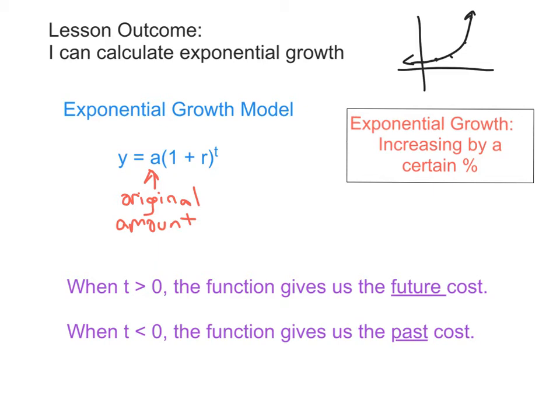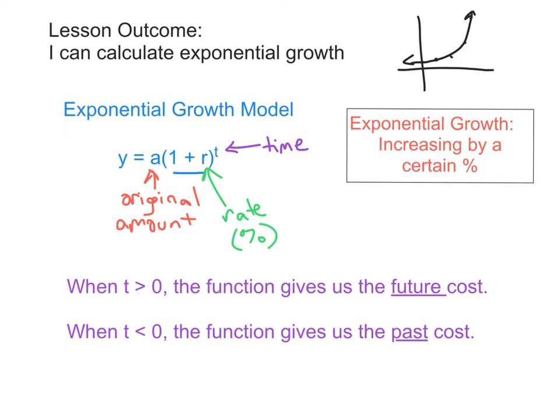1 plus r represents our growth factor. A growth factor is 1 plus r, r being the most important piece here, and r is your rate. So what rate are you increasing at? That is going to be a percentage, and we're going to want to write that percentage as a decimal when we're putting it into our equation. t is time, as you might have guessed, and time means the number of years that goes by. In most examples, it's years. It could be hours or minutes or seconds even, but time.